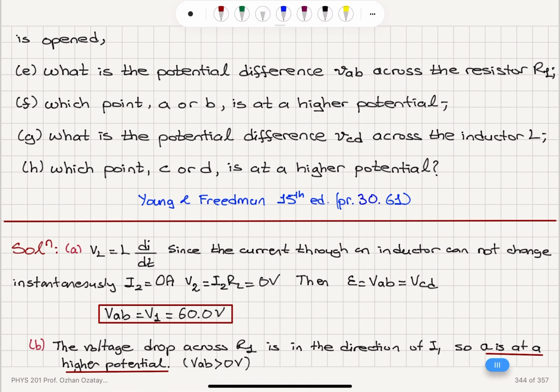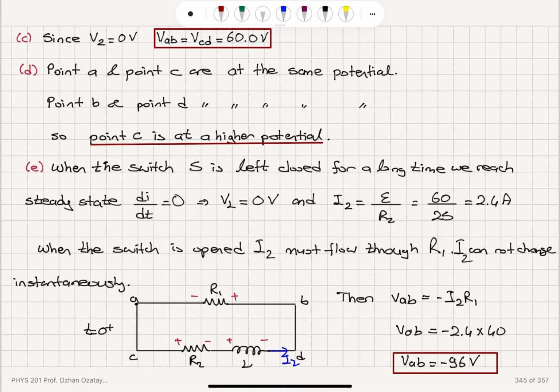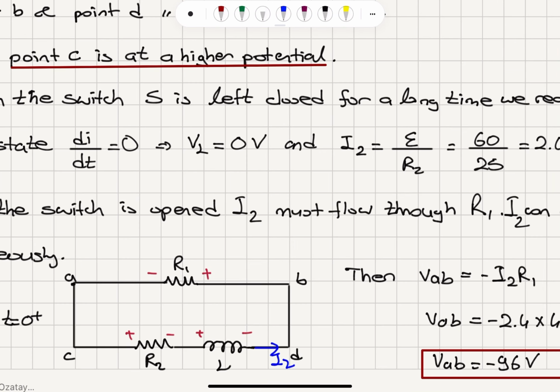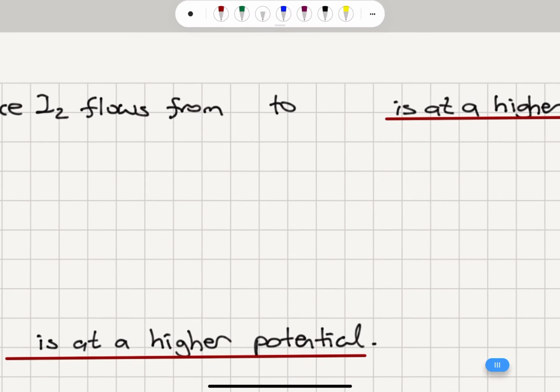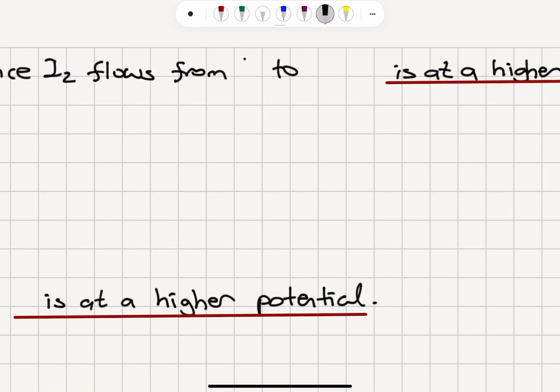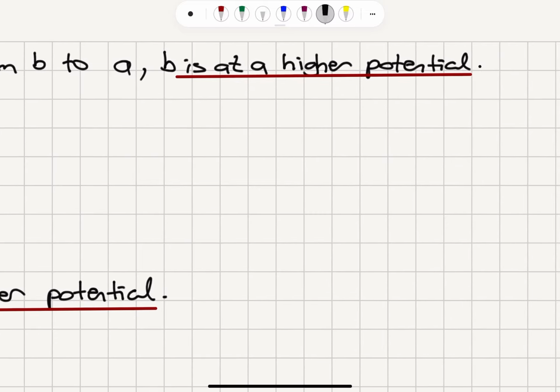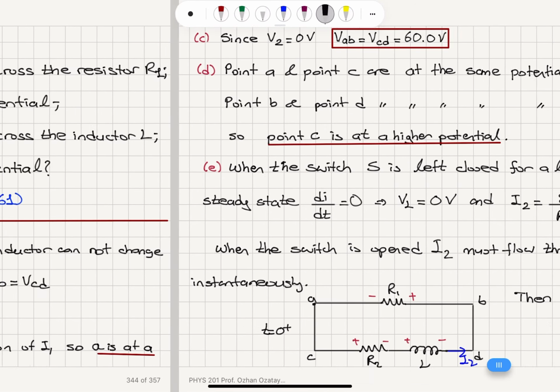So that was the question in part E. Which point, A or B, is at a higher potential? As we have noted here, since current flows from B to A, B must be at a higher potential. So since I2 flows from B to A, B now is at a higher potential in this situation.